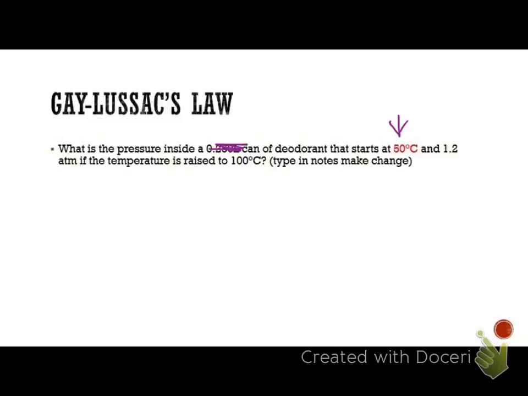So it's going to be asking for pressure. It says, what is the pressure if it's starting at a different one? So we're going to be looking for P2 in this case. And then we're going to have our T1, okay? And remember what I told you, when you see your temperatures, go ahead and automatically change them to Kelvin. So we would add 273 to that and get 323 K. And our initial pressure is 1.2 atmosphere. And then since we're raising the temperature, it's going to be T2, and that's going to be 373 K when we go ahead and convert it.